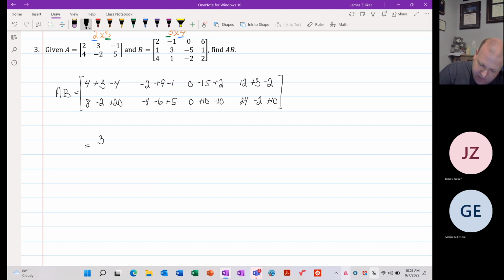Equals 3, 6, negative 13, positive 13, 26, negative 5, 0, 32.